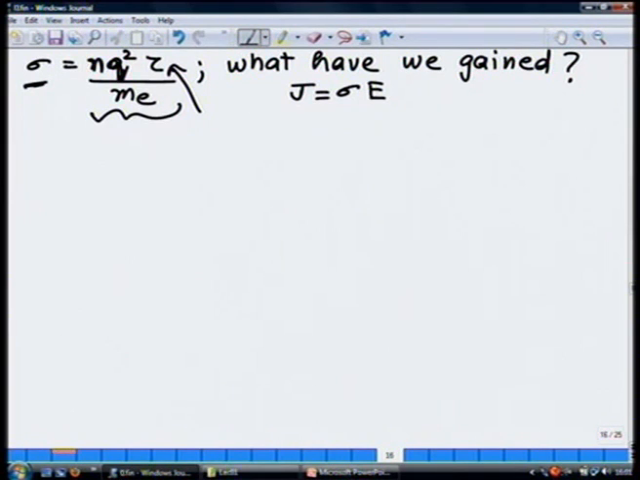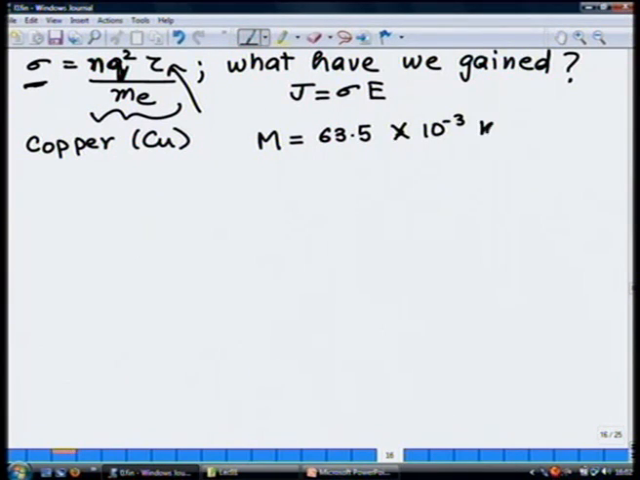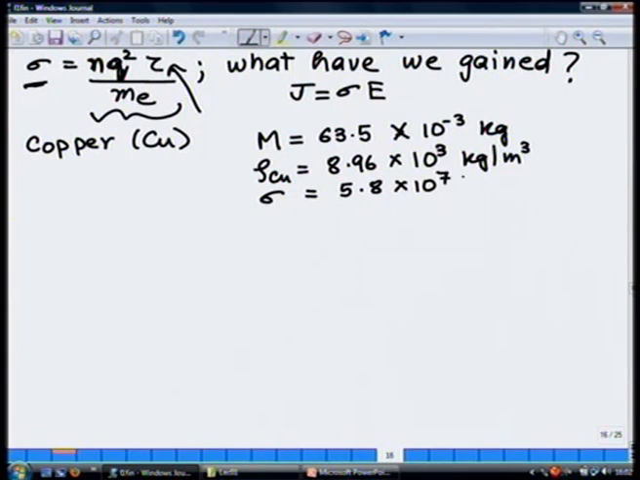Now, let us make an estimate of what the value of tau is. Let me put down some numbers. Let us say copper. Its molecular weight is equal to 63.5 grams, so I am going to put this as 63.5 into 10 to the power minus 3 kg. Its density is equal to 8.96 grams per centimeter cube, or 8.96 into 10 to the power 3 kg per meter cube. And its conductivity we know is equal to 5.8 into 10 to the power 7 ohm meter inverse. That is what its conductivity is.